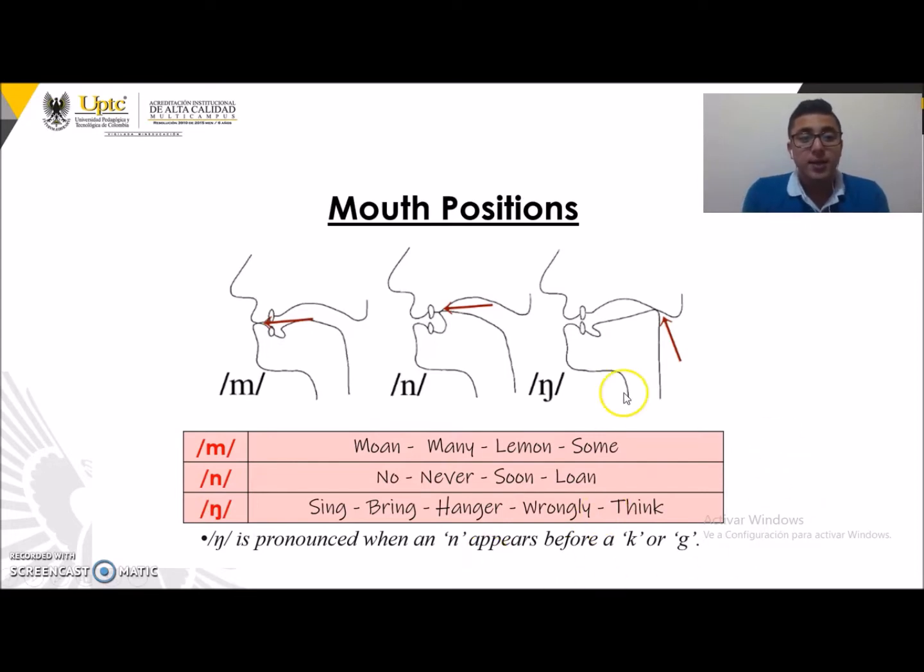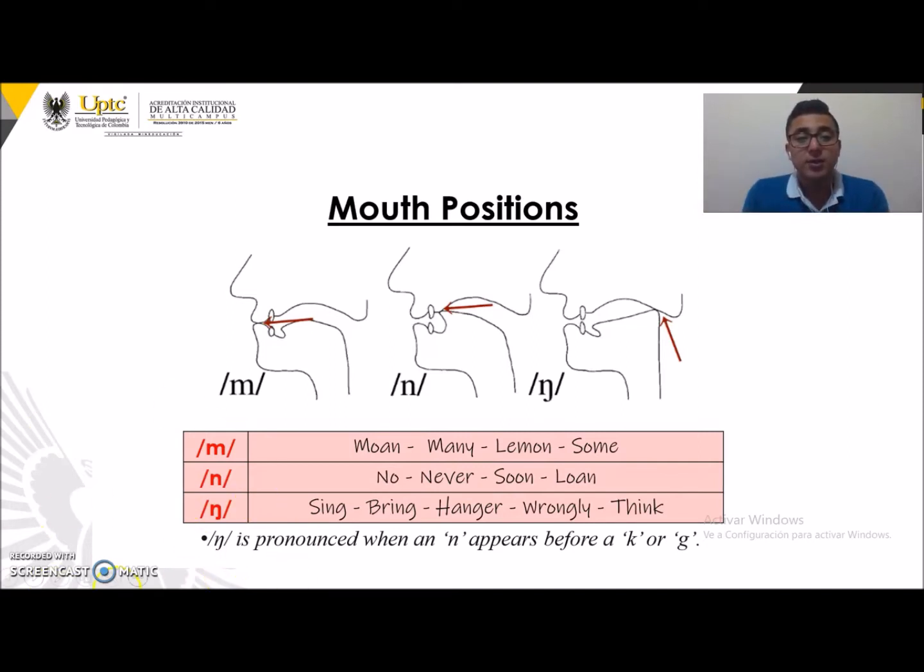If we take a look at the second consonant sound, the first example is no, then we have never, soon, and long. Until this point everything is easy because we are familiar with M and N, but here is where everything gets complicated, because this sound is not just a simple N or a simple G. I think it's a mix between both.